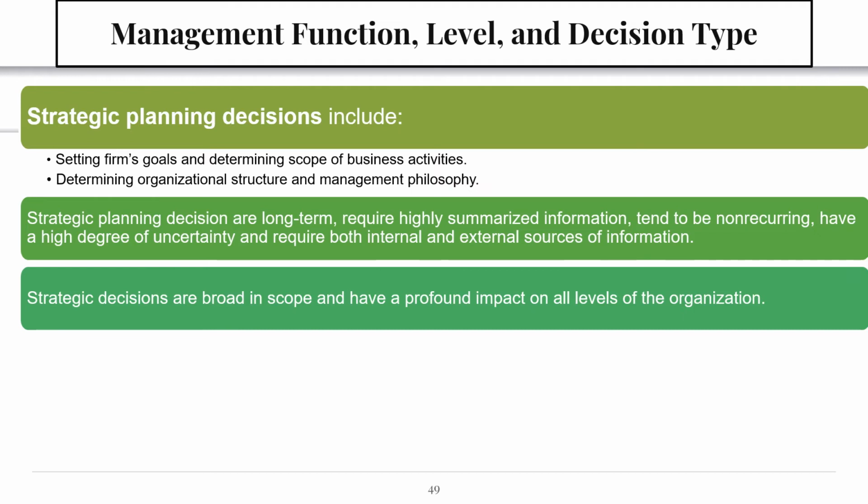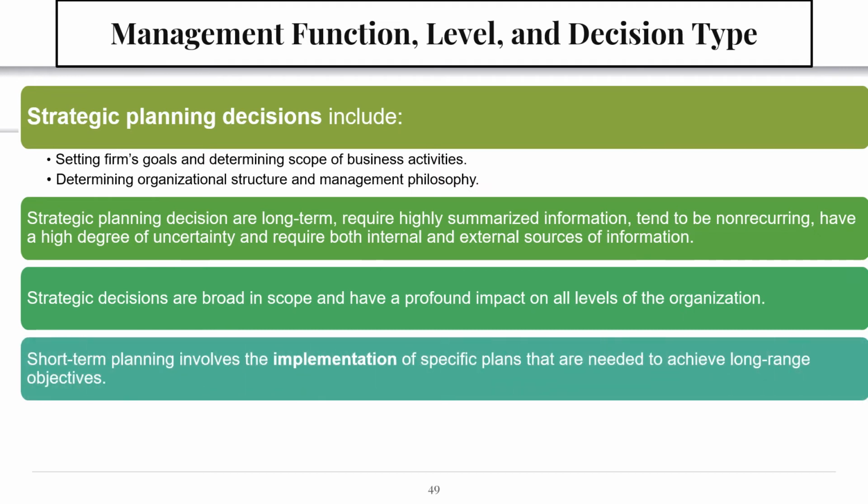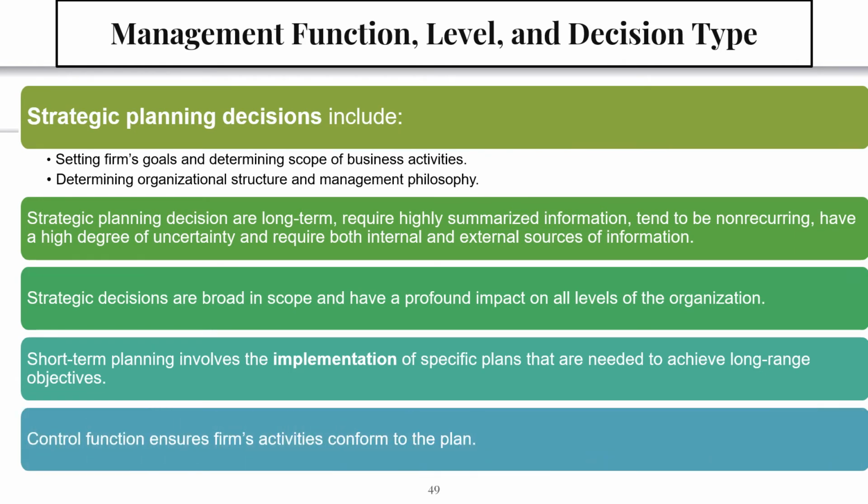We need to differentiate between the strategic and the technical decisions of management. Short-term planning involves the implementation of specific plans that are needed to achieve long-range objectives. Control functions ensure the firm's activities conform to the plan, either short term or long term.